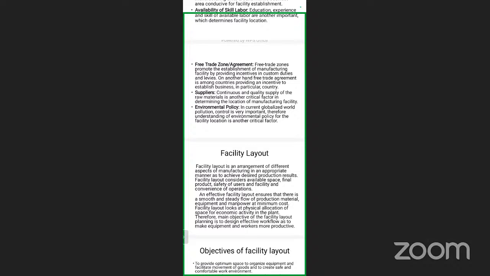Layout means what? Framework. What is facility layout?